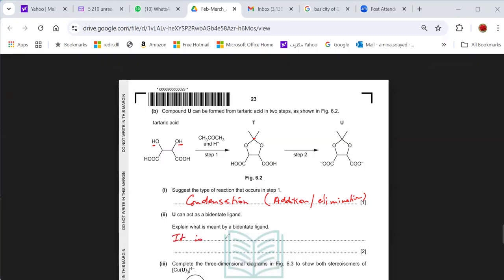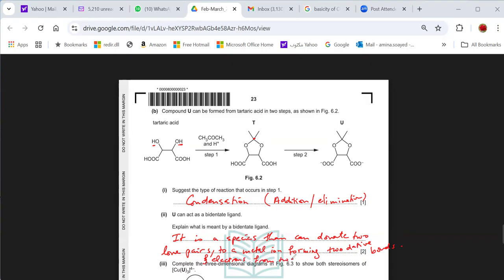It is a species that can donate 2 lone pairs of electrons to a metal ion, forming 2 dative bonds.